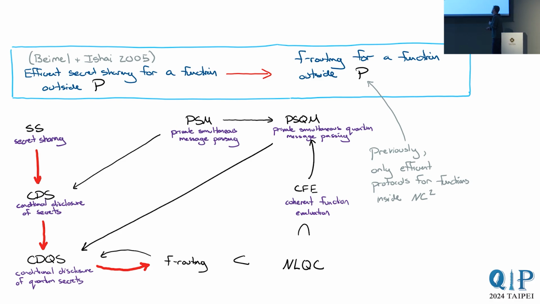Again, that was quite surprising because previously we only had efficient constructions for functions of quite low complexity that were inside of NC2, and here we got an efficient construction for something of much higher complexity that was not just outside of NC2, but even outside of P. Okay. Good.